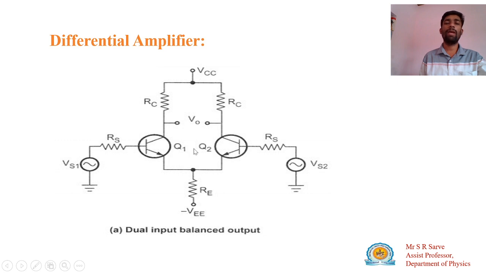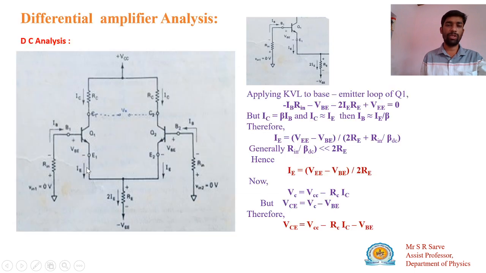plus VCC supply and minus VEE supply. These are the DC supplies. Okay, and VS1 and VS2, these are your AC supplies. For DC analysis, we have to make these AC supplies grounded, that is, we have to make them zero potential. Observe in this circuit diagram, here we have made this AC source 0, this AC source also 0. So we have maintained the DC potentials plus VCC and minus VEE.